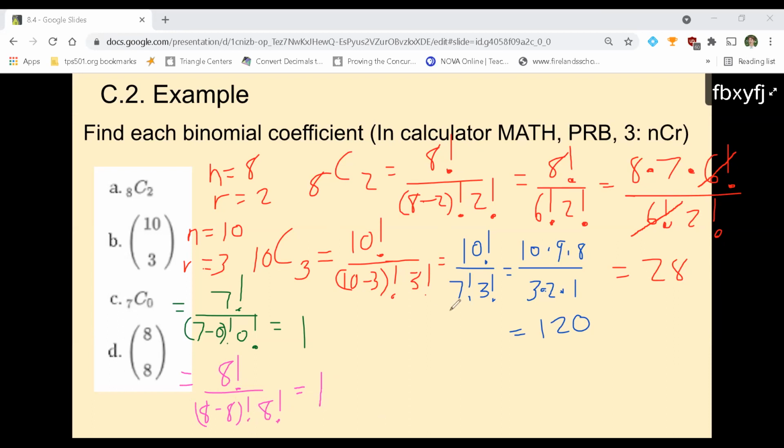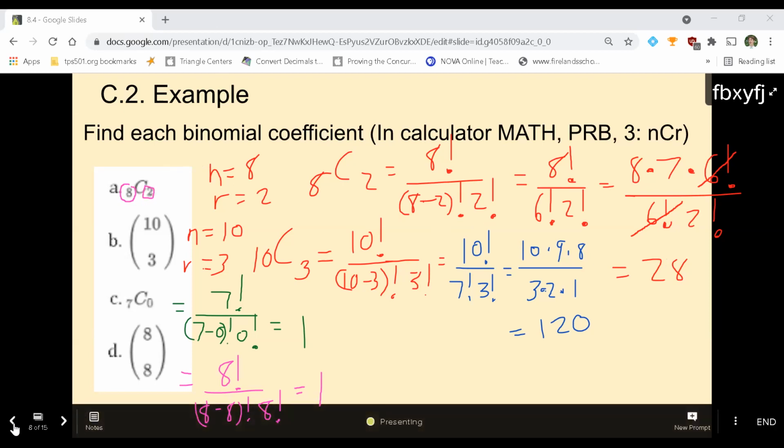But of course, we already do that. What this is telling me is that the second coefficient in the 8th row is 28. The third coefficient in the 10th row is 120. The 0th, or basically the first coefficient in the 7th row, is 1. And the last coefficient in the 8th row is 1. We already do that, right? It always starts and ends with 1. But this one we can double check. This is saying the 8th row has the number 28 as the second term. So let's look at that.